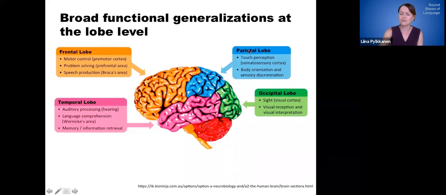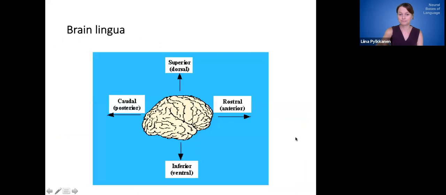The parietal lobe is more complicated to make broad generalizations about, but it does participate in language processing, so we will encounter the parietal lobe in this course. And then the occipital lobe, of course, is your main vision center. Your visual cortex is in the occipital lobe, and so this lobe's function at large is thought to be vision.